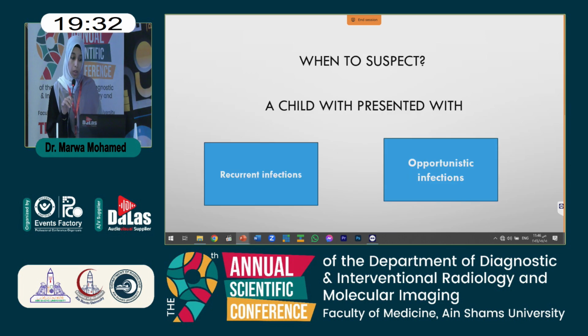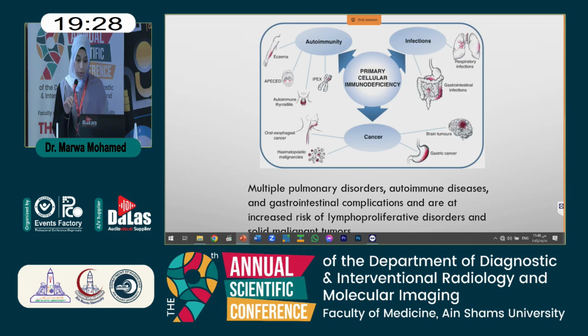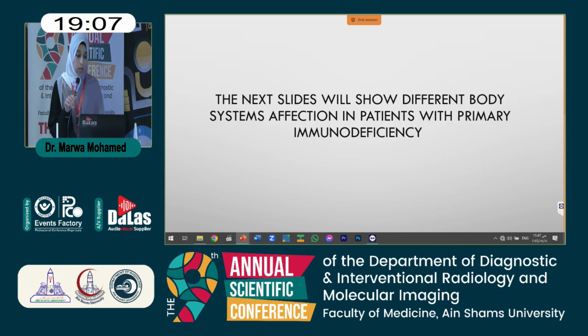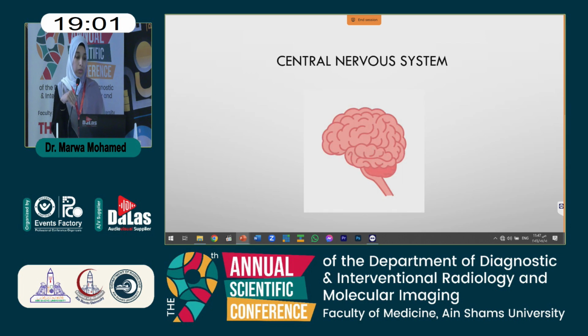When to suspect a child presented with recurrent infections or opportunistic infections? Primary cellular immune deficiency can lead to autoimmunity, infections, and cancer. Can cause multiple pulmonary disorders, autoimmune diseases, and gastrointestinal complications, and are at risk of development of lymphoproliferative disorders and solid malignant tumors. The next slide will show different body system affection in patients with primary immune deficiency. First of all, the central nervous system.